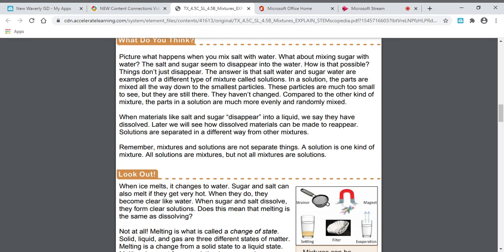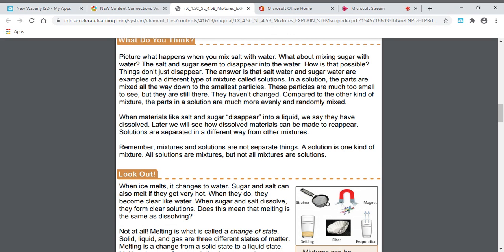In a solution, the parts are mixed all the way down to the smallest particles. These particles are much too small to see, but they are still there. They haven't changed. Compared to the other kind of mixture, the parts in a solution are much more evenly and randomly mixed. When materials like salt and sugar disappear into a liquid, we say that they are dissolved. Later, we will see how dissolved materials can be made to reappear.